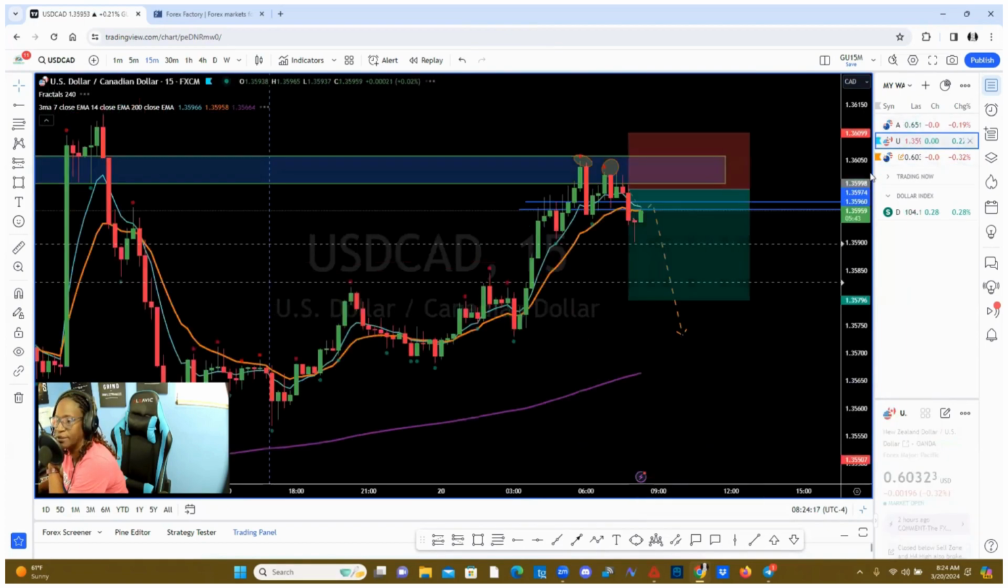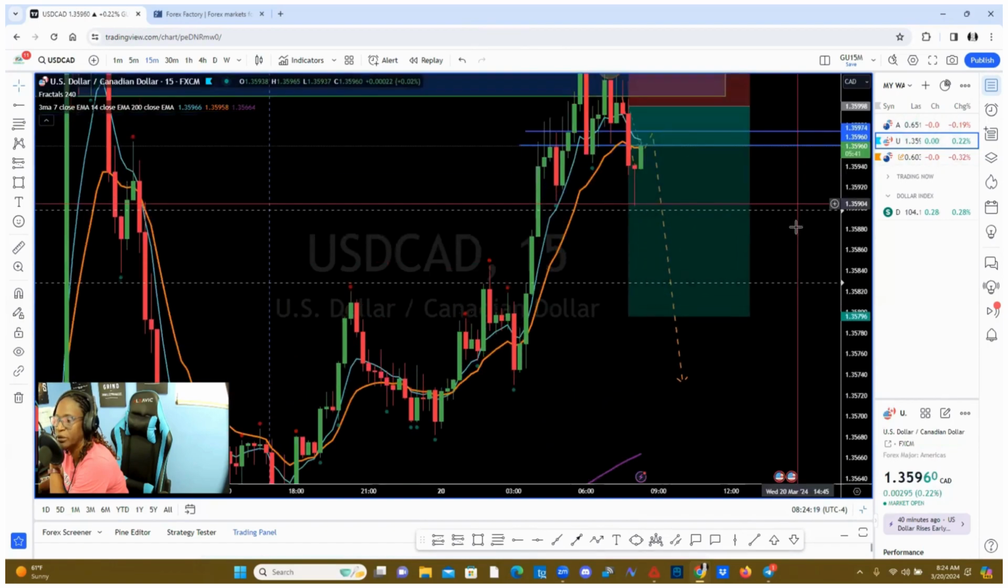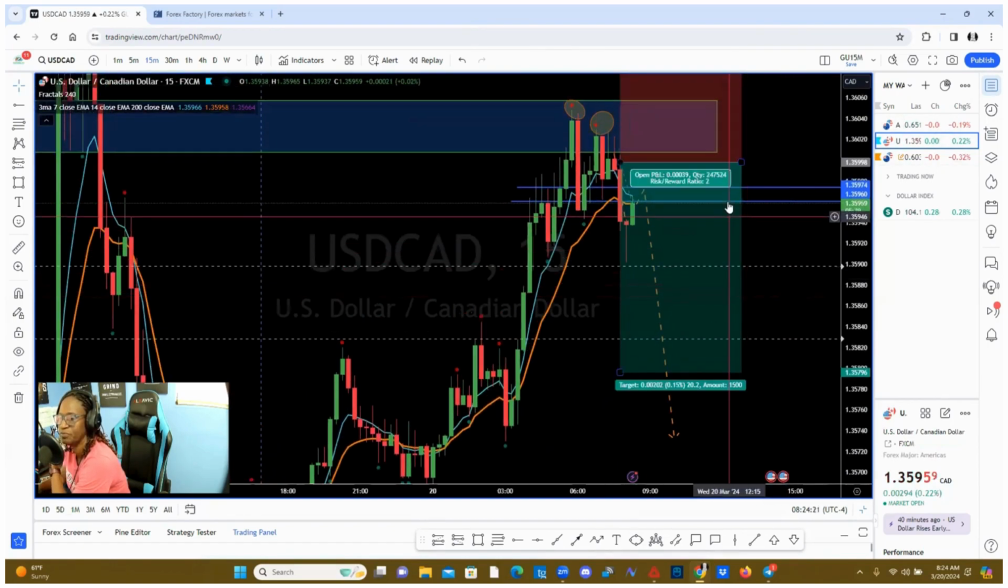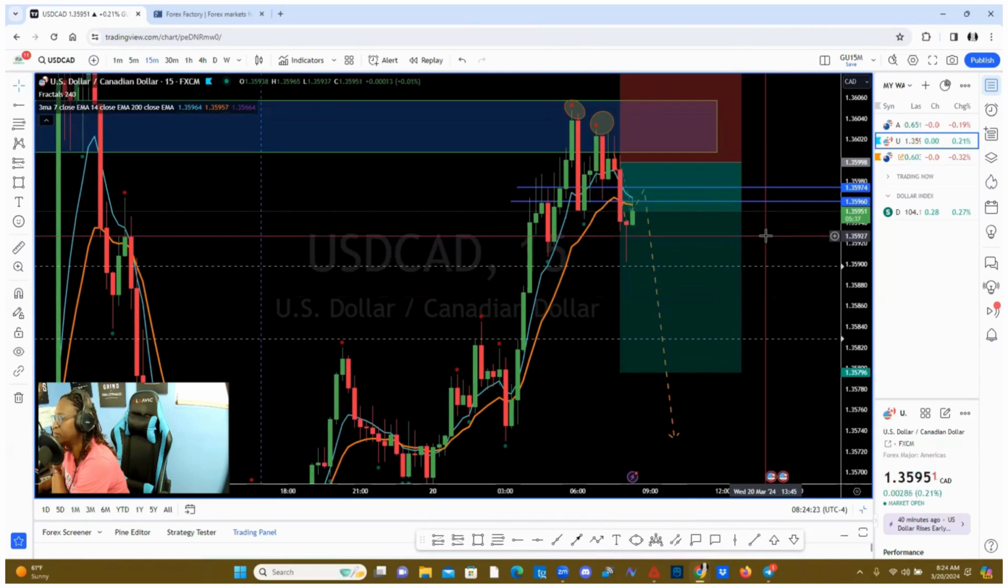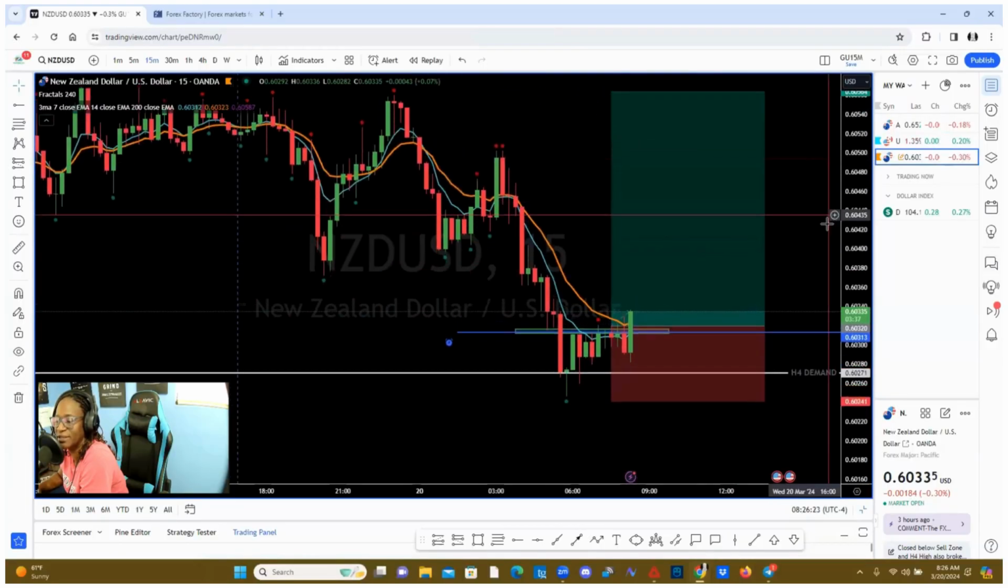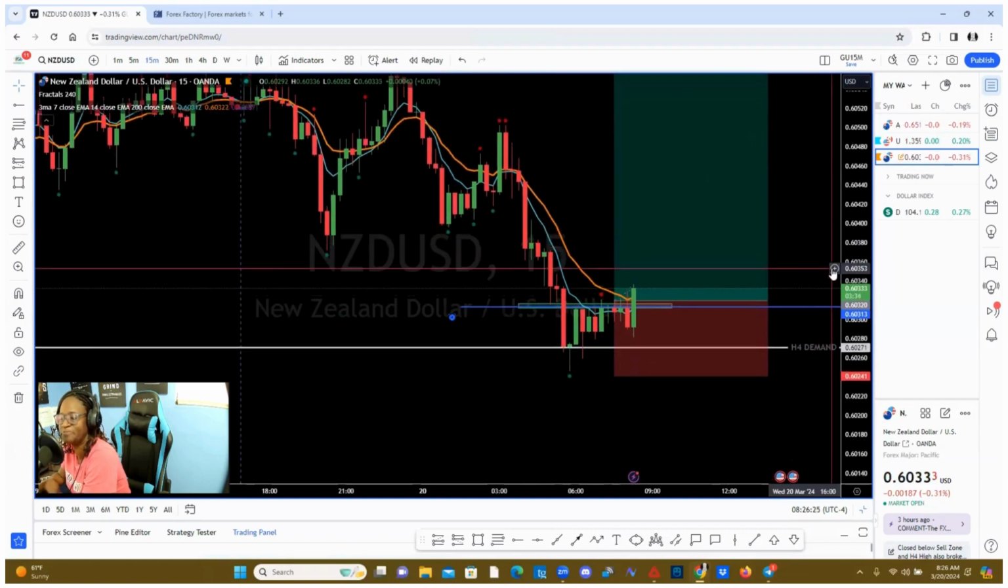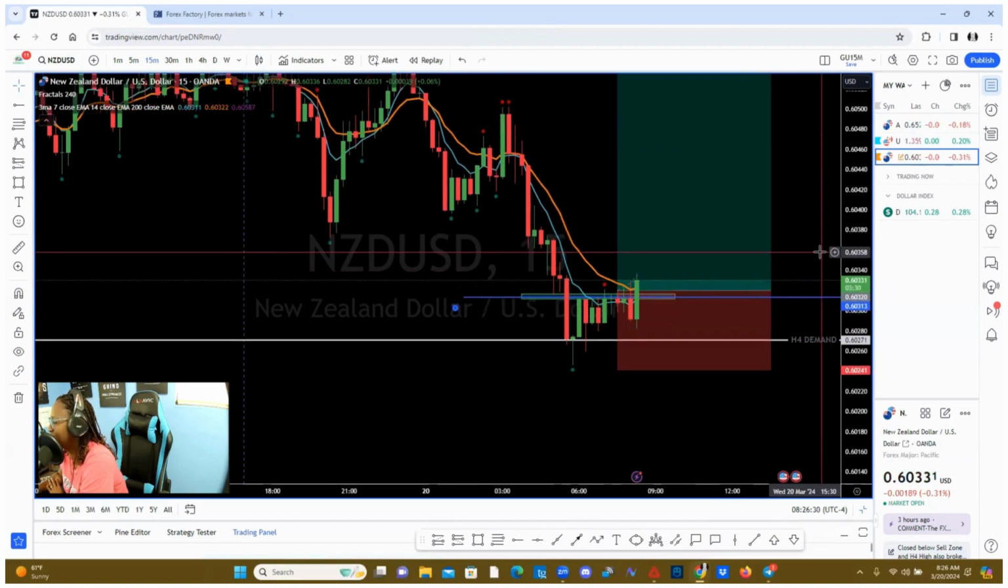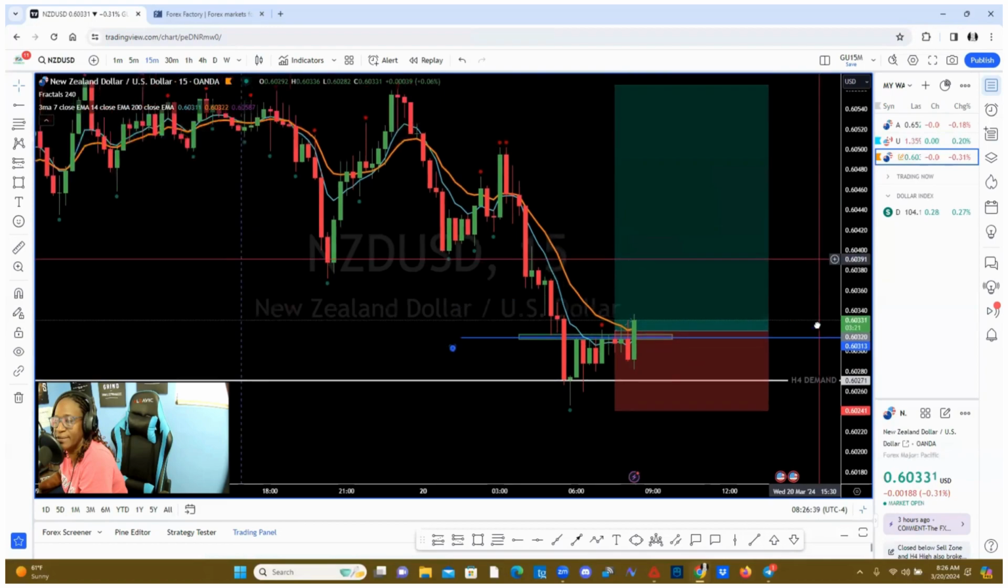Right. Meanwhile, USDCAD, what are you doing? I don't know what it wants to do. But for now, we're still selling. We're still in sell mode. Now New Zealand. 4 minutes to the close, guys, and I'm looking at my Zealand dollar. Looking good, looking great.